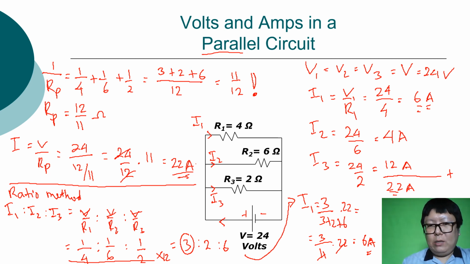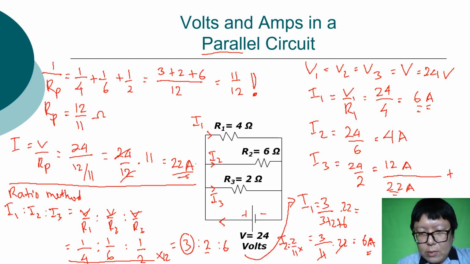Then you can use this way to find the I2 and I3. So I2 will be 2 over 11 times 22, and the answer is 4 amps. I3 would be 6 per 11 times 22. Then you get 12 amps. And you see this all is the same.